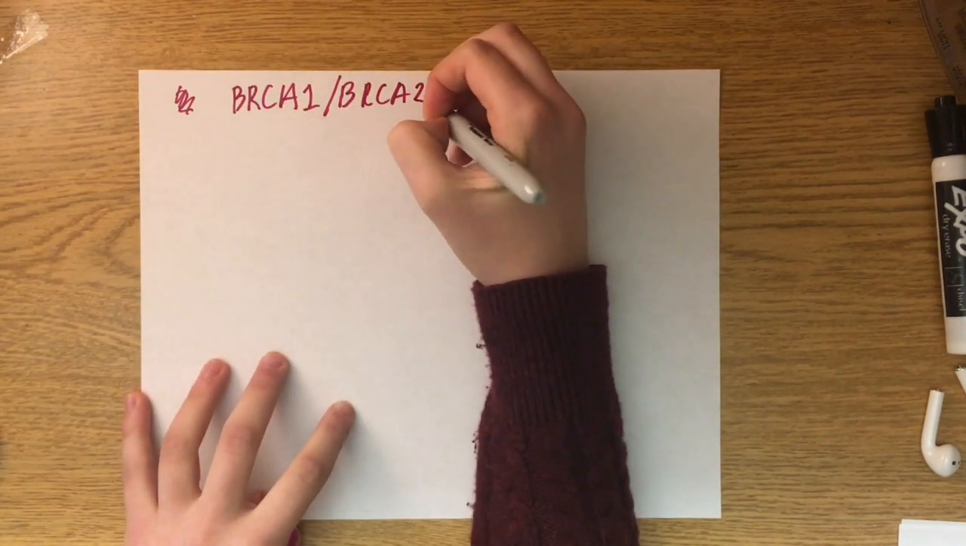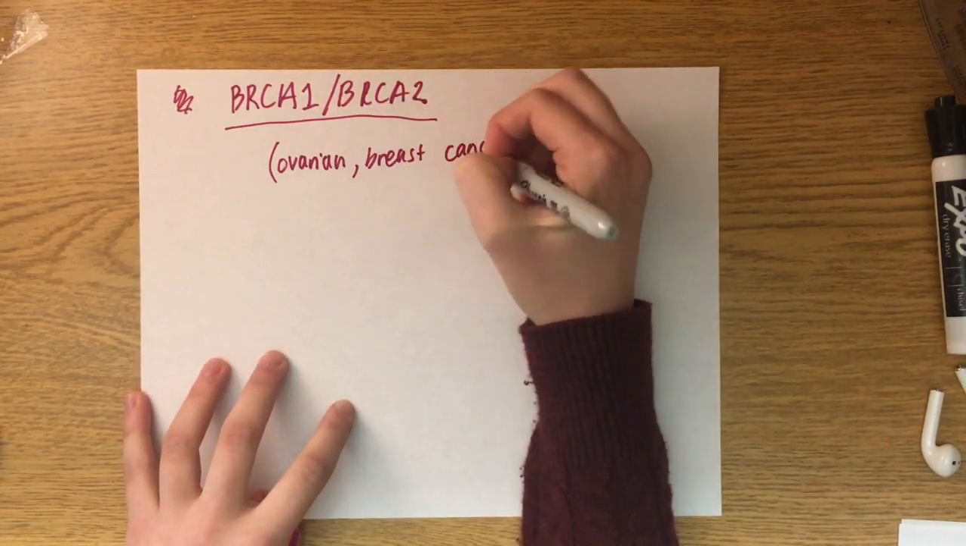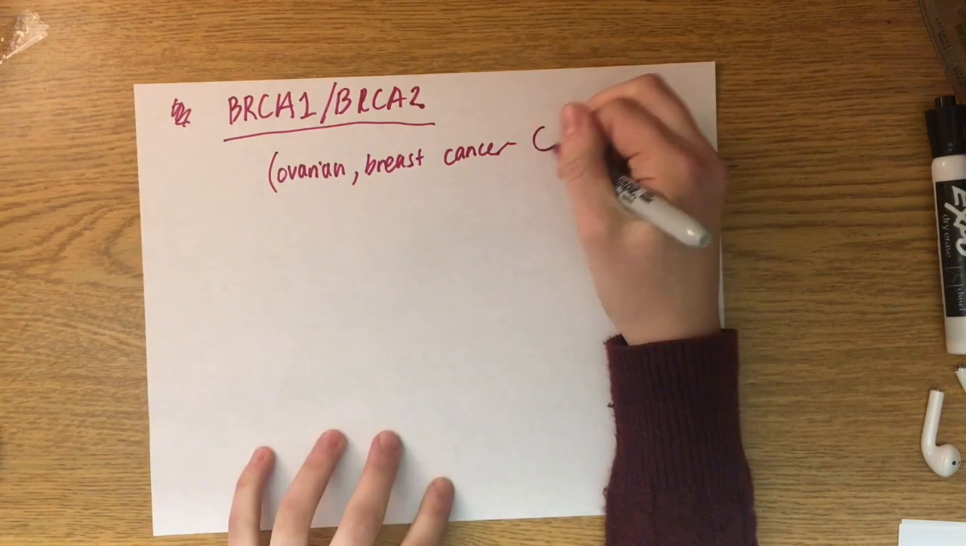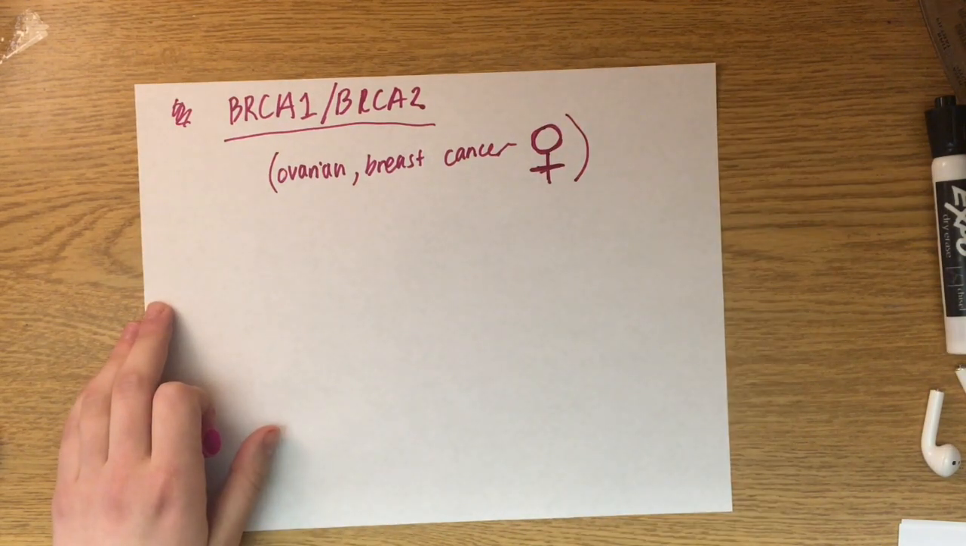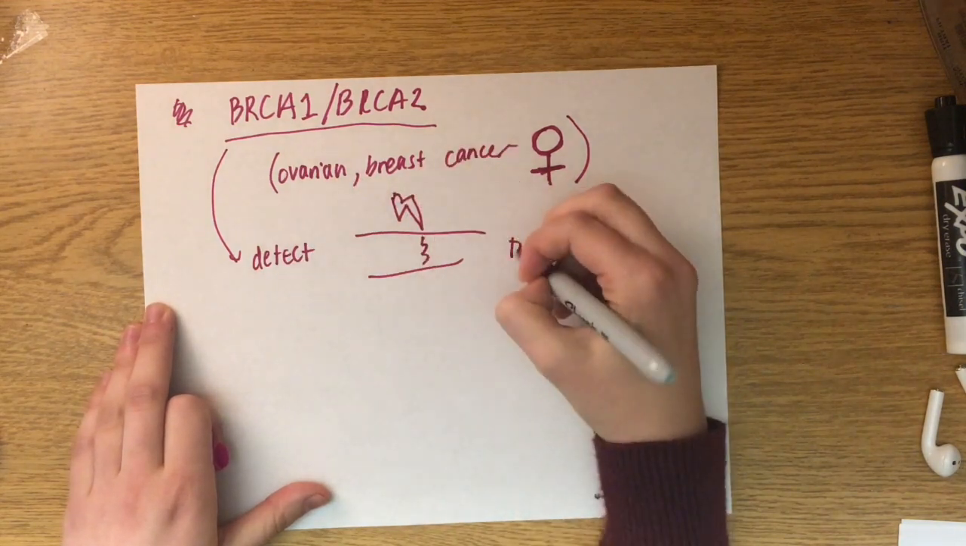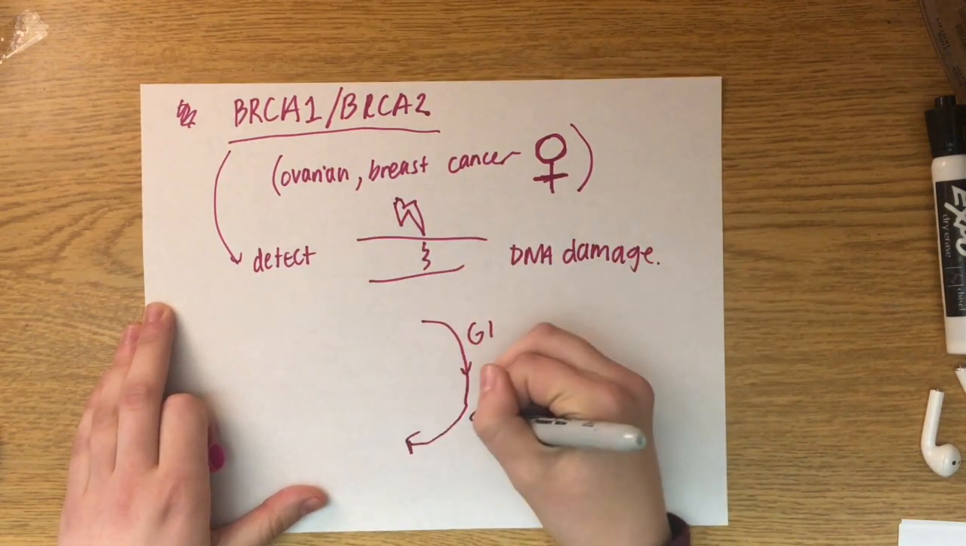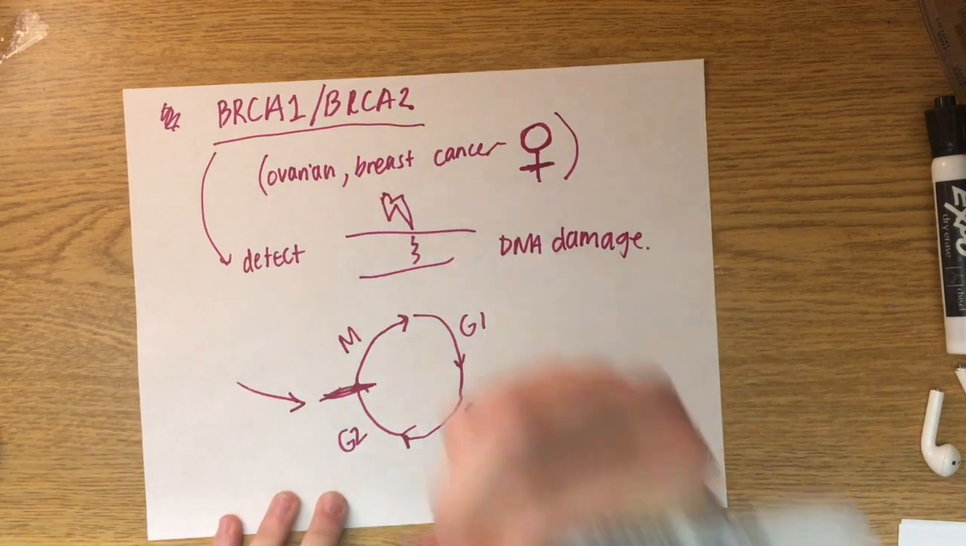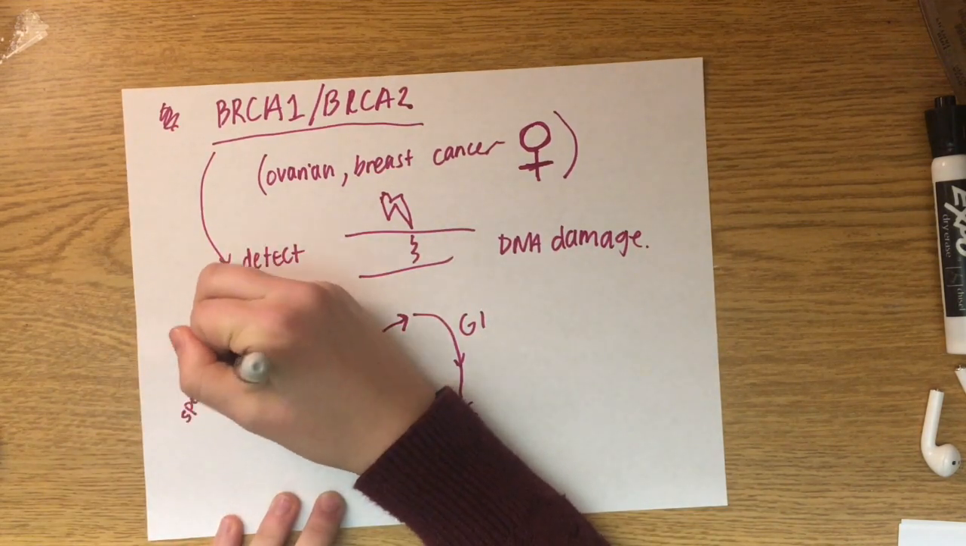BRCA1, also BRCA2, are associated with breast cancer and ovarian cancer. These genes link the detection of DNA damage to control the cell cycle, specifically at the G2/M checkpoint. It deals with the DNA repair complex and arrests division until damage is fixed.